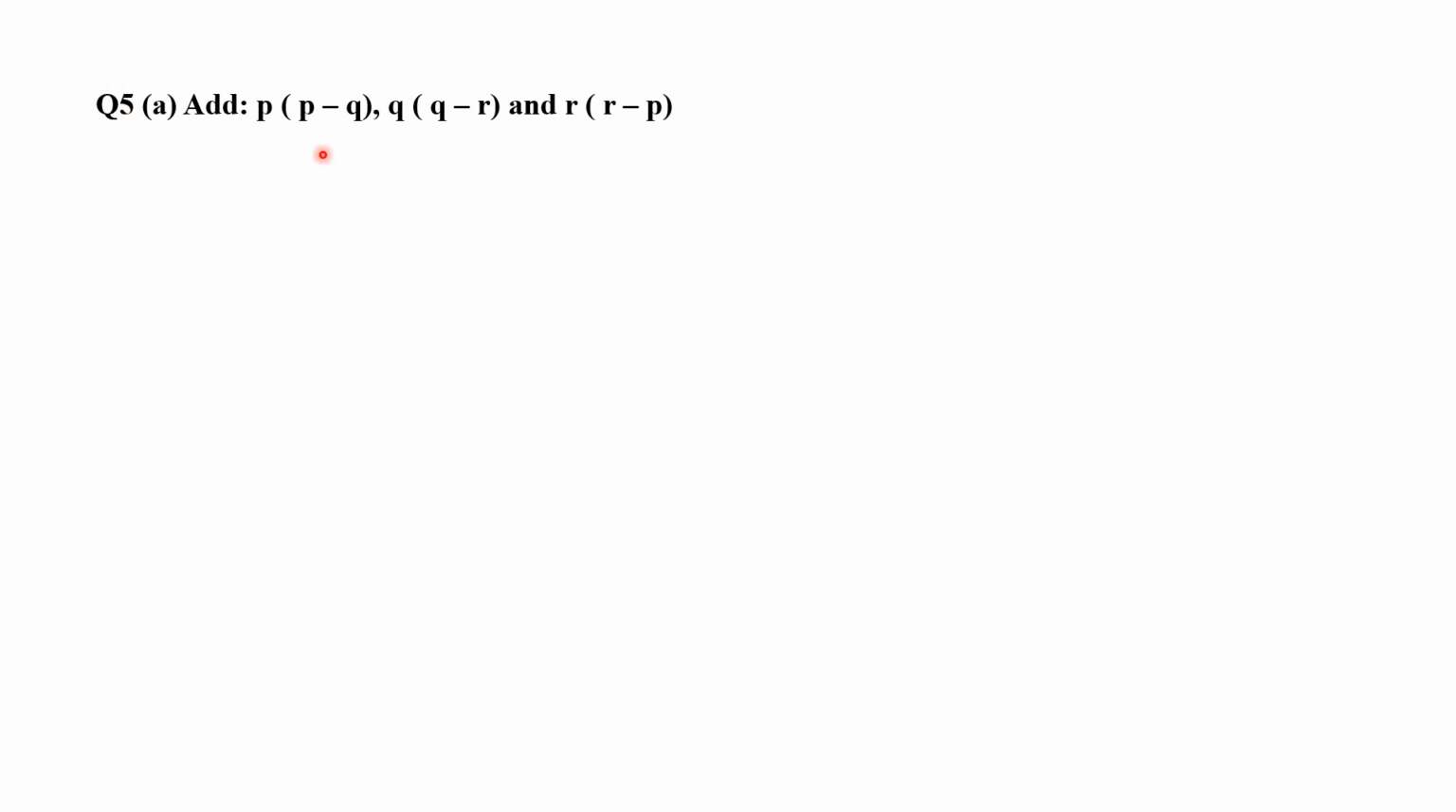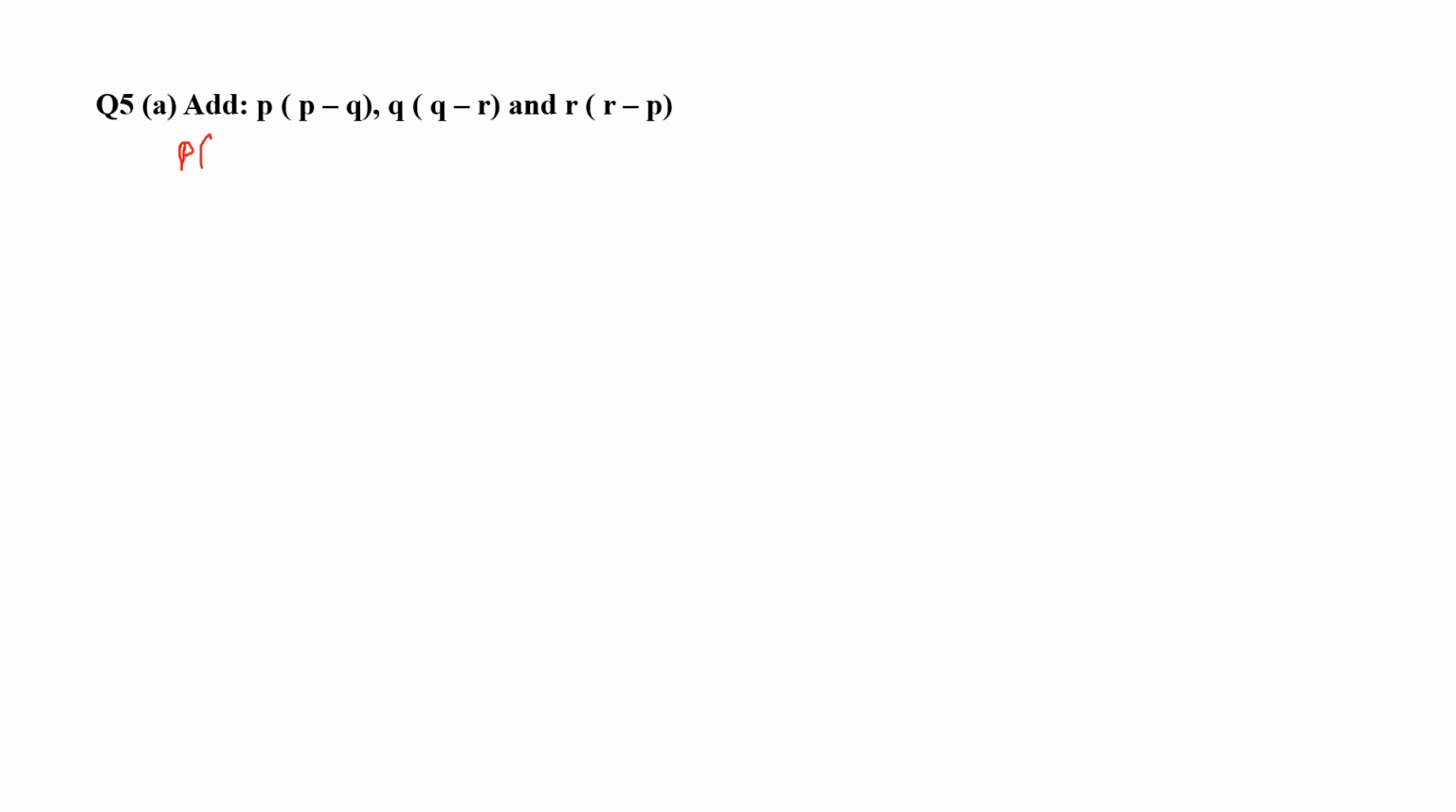Question number 5, first part, we have to add these expressions. So first we have to multiply p with p minus q, q with q minus r, and r with r minus p, and then we have to add them. So let's do it. That will be a more simplified way to do it. That's why I'm doing it like that.